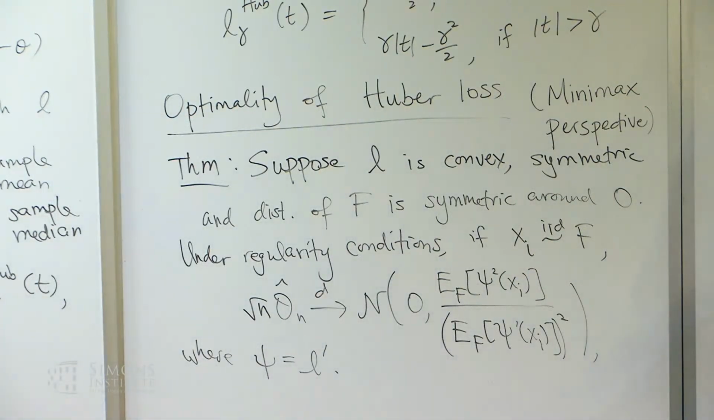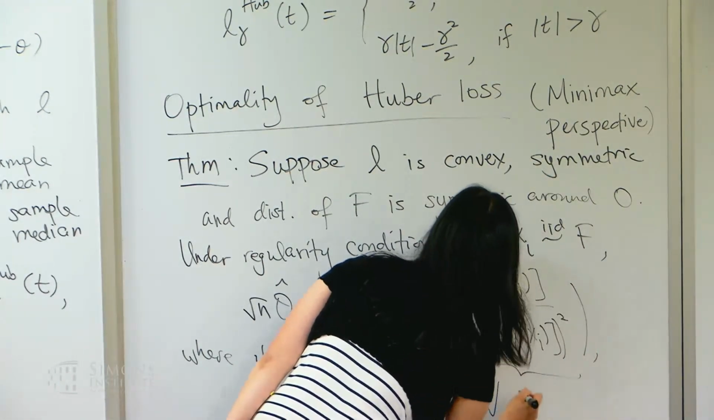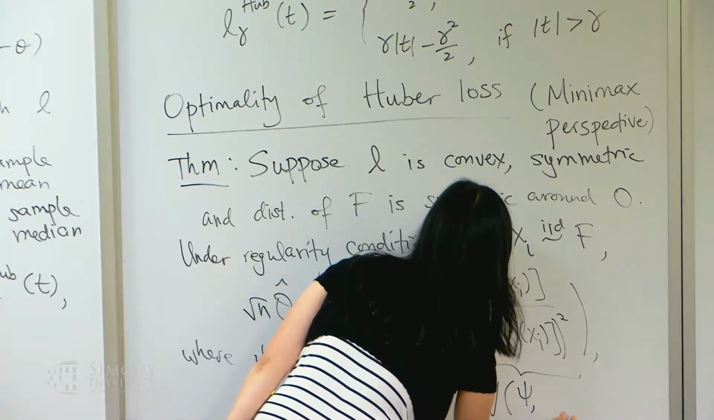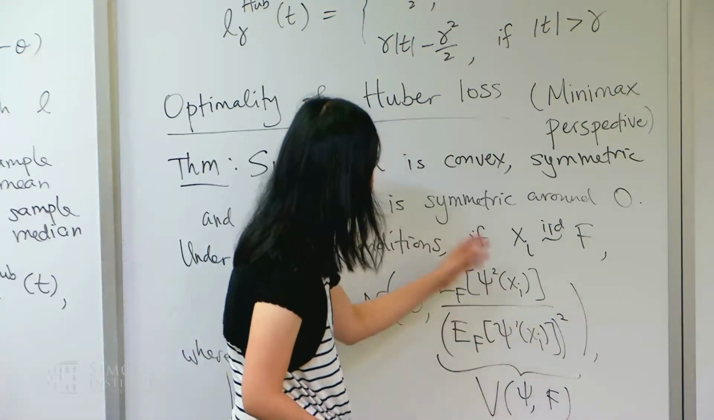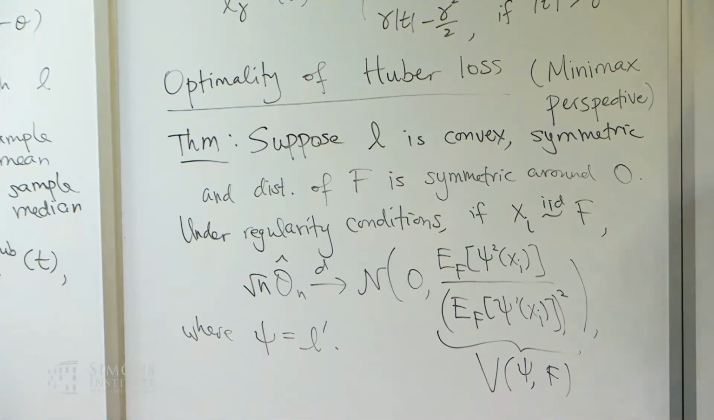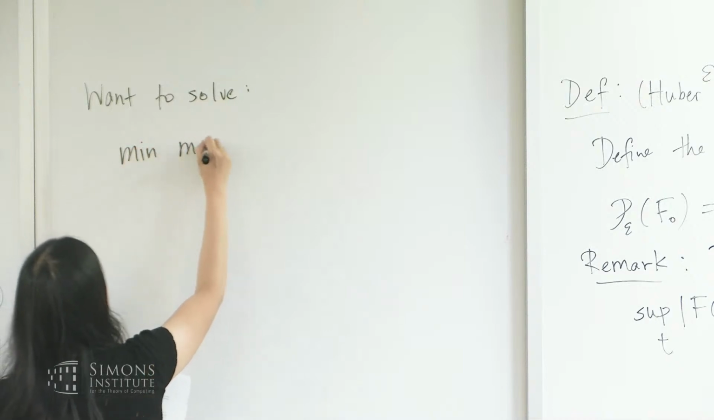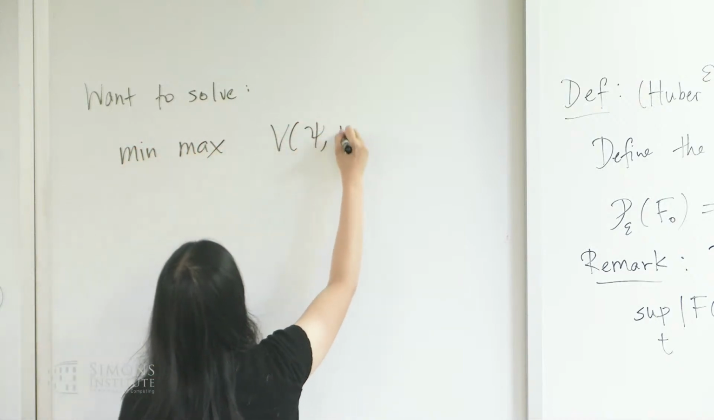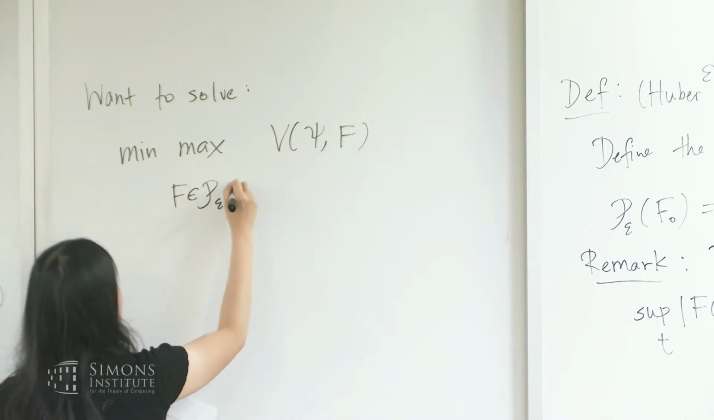Okay, so this is the thing we care about. We're going to call this V, the asymptotic variance, and it's a function of psi and f. I considered writing it as a function of L and F, but then there are just too many L primes floating everywhere. Okay, so what we want to solve is the following minimax problem. Take a min over psi, a max over f of V of psi, f. And the max is going to be over f in some ball around a distribution.